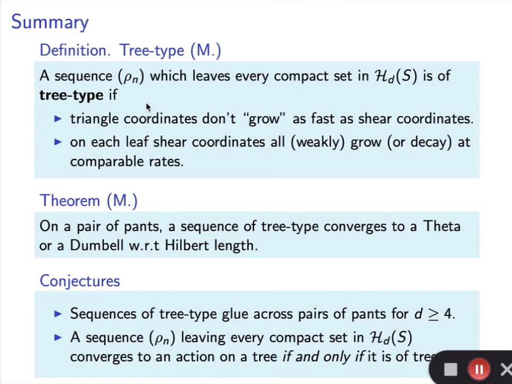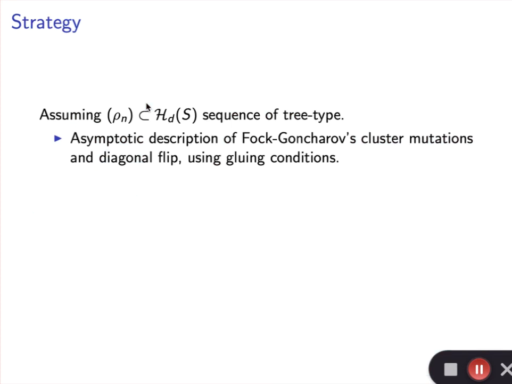And we conjecture that for d bigger or equal to 4, one can glue these representations across pairs of pants. The second conjecture is a little bit more optimistic, that this is an if and only if statement, so that your sequence converges to a power action on a tree if and only if you're of tree type for some pants decomposition.